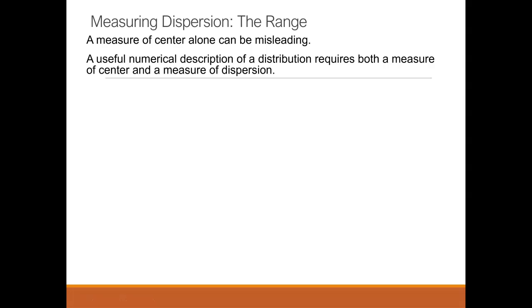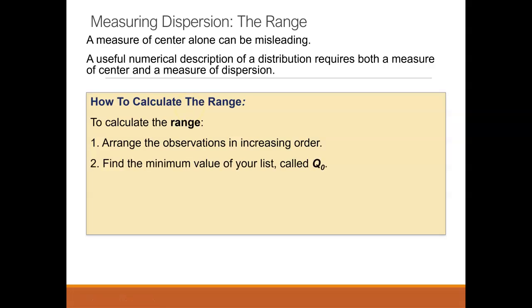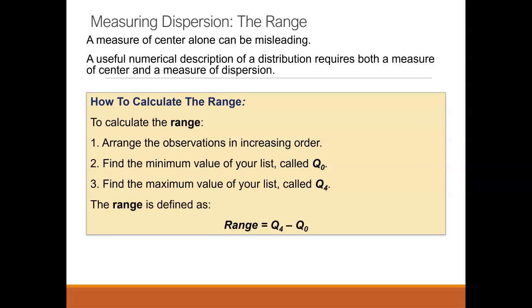So our first measurement of dispersion we're going to talk about is called the range. A measurement of dispersion or spread is basically just describing how spread out our data is. Is it clumped tightly together, or is it spread out along a large range of values? To calculate the range, we arrange our observations from smallest to biggest. We find the minimum value, aka Q0, find the maximum value, aka Q4, and we subtract them.